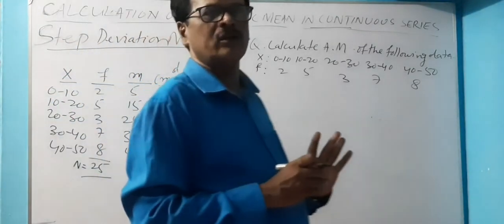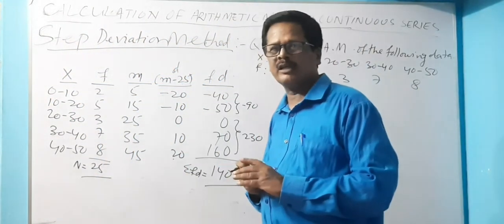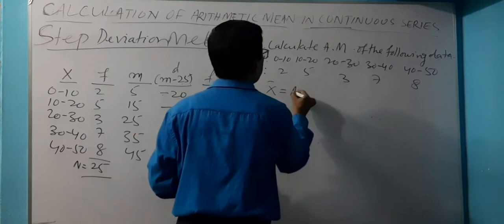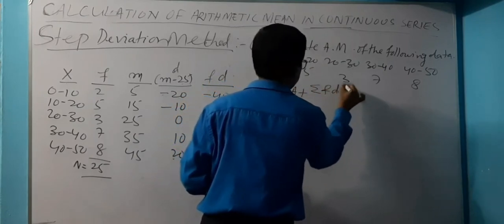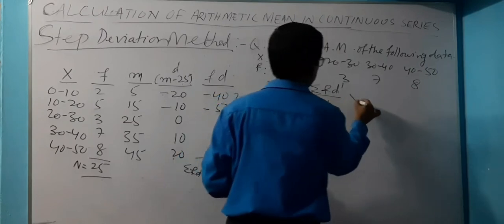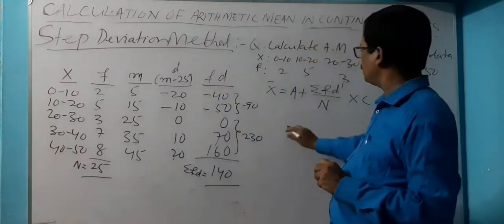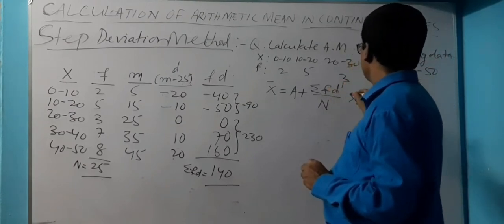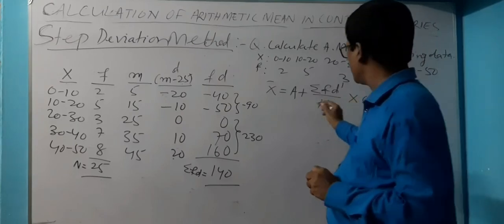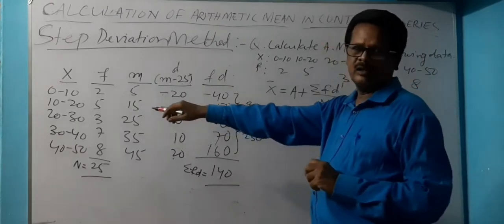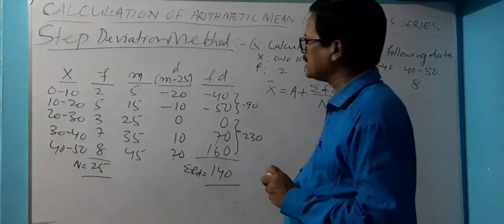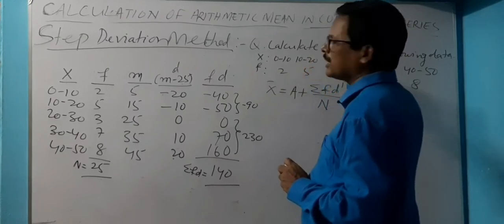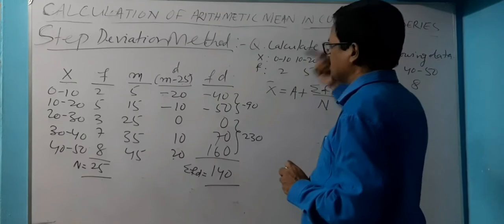In step deviation method, to calculate arithmetic mean, the formula is X bar is equal to A plus summation F D dash by N into C, where C is equal to class interval. X is 0 to 10, for example, so class interval is 10. 10 to 20, 20 to 30, 30 minus 20, 40 minus 30, that is 10. It comes to 10.